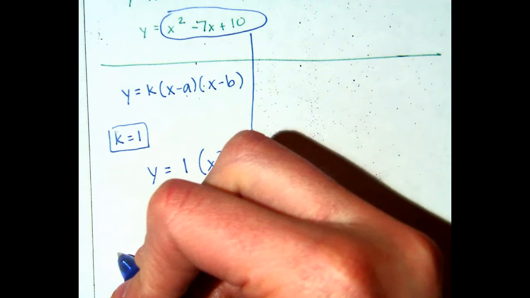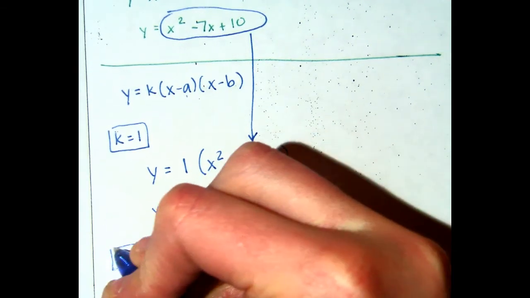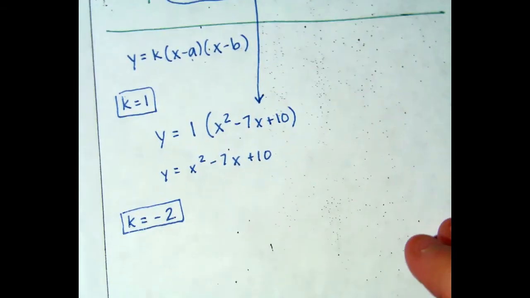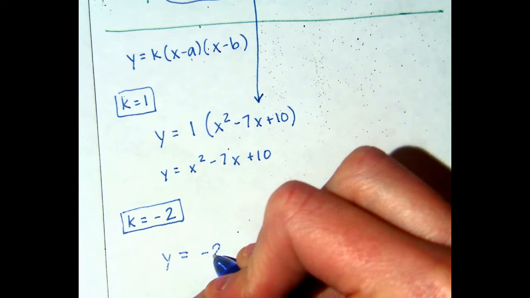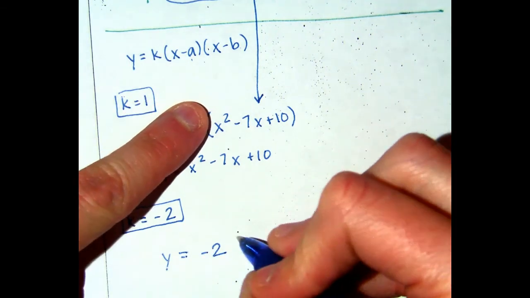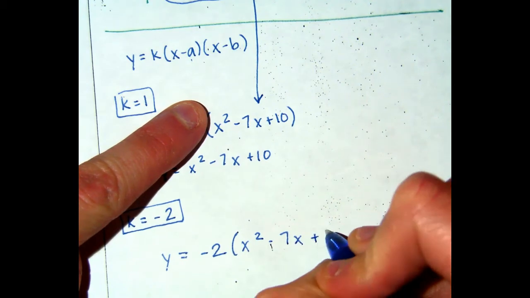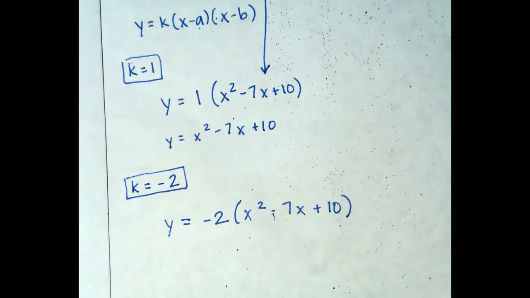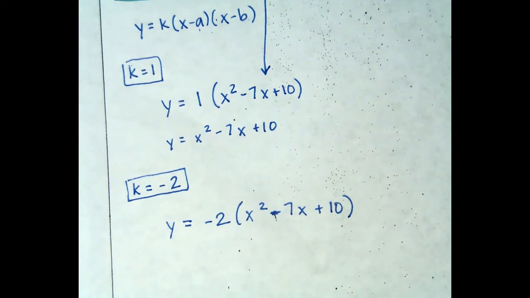But how about when k equals negative 2? Will something change? Yes. We're going to set this one up too as y equals negative 2, and plug in the same thing we did up here: x squared minus 7x plus 10. I want you to distribute that negative 2. You finished distributing the negative 2?